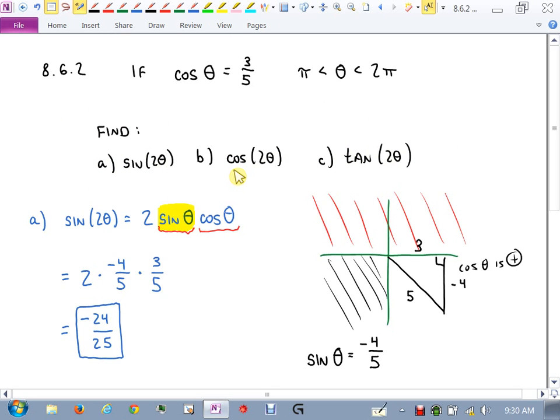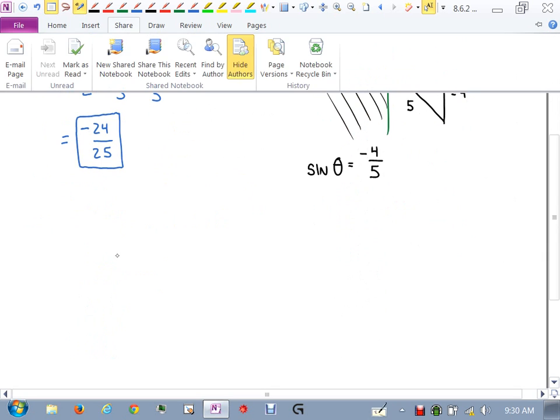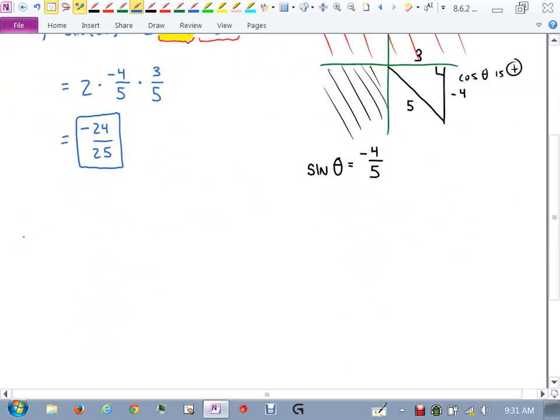So what's cosine 2 theta? That's our next thing. So part B, what's cosine of 2 theta? Now we have lots of formulas here, don't we? 3. That's not a lot, I guess, but we have 3 choices. Which one would you like to use? And explain your reasoning as to why you want to use that.